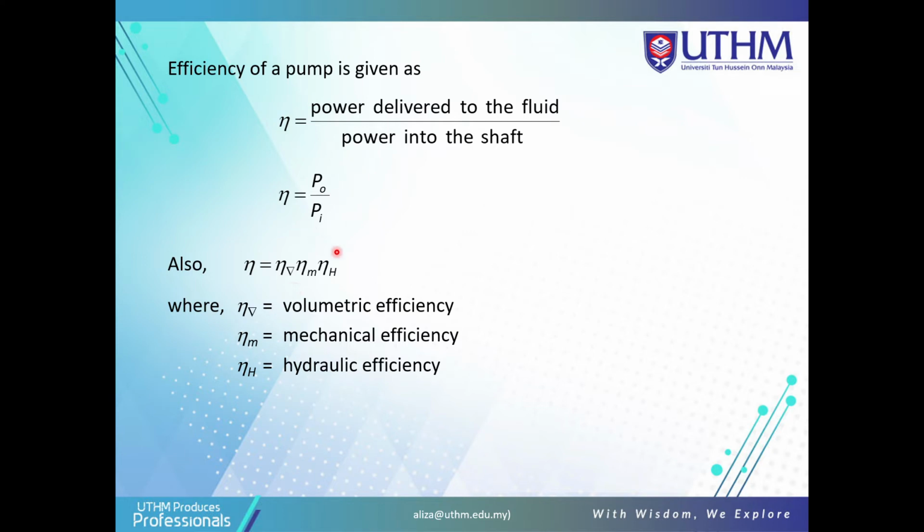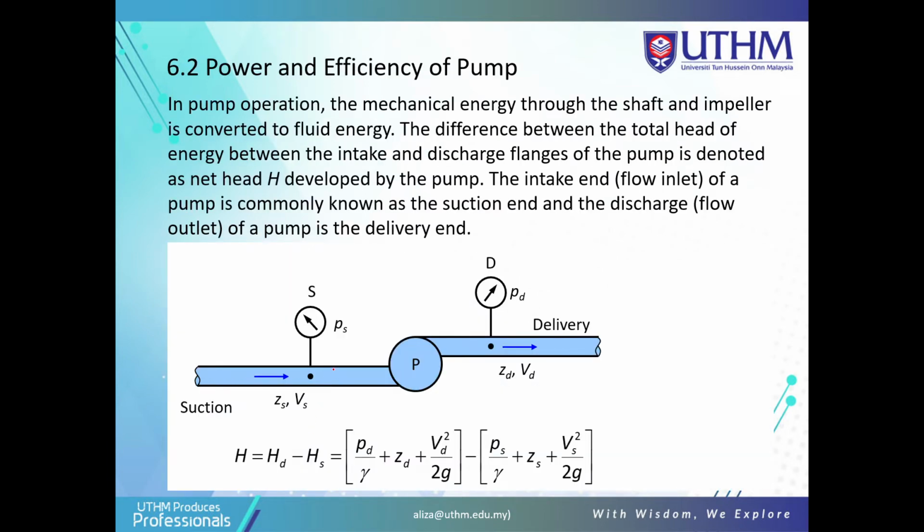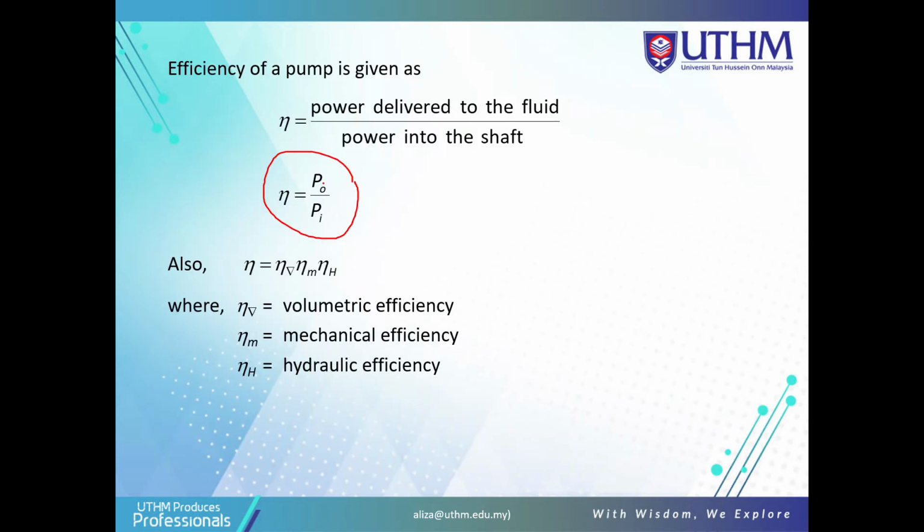So this formula is given and you want to find the efficiency of the pump. Efficiency η is equal to P_o divided by P_i. O is actually outlet, so P outlet is the power delivered to the fluid, and P_i is the power inlet, the power into the shaft. So P_o over P_i, the power delivered to the fluid divided by the power into the shaft, gives the efficiency of the pump.